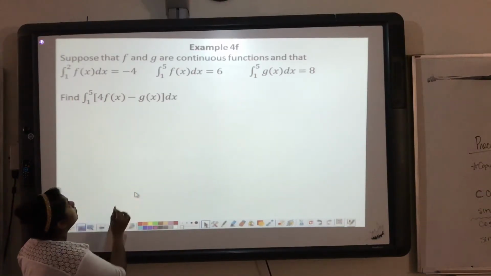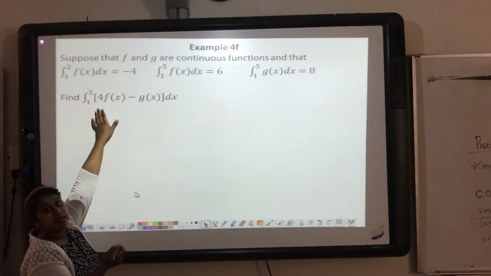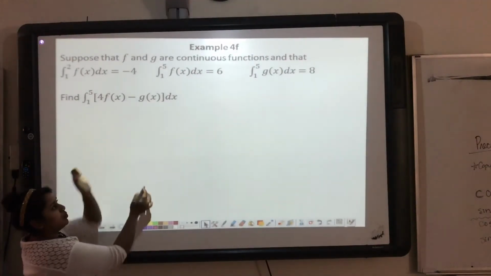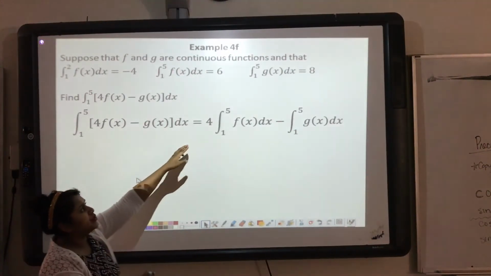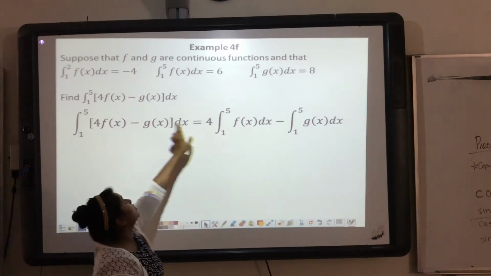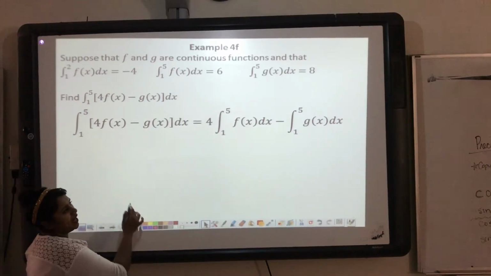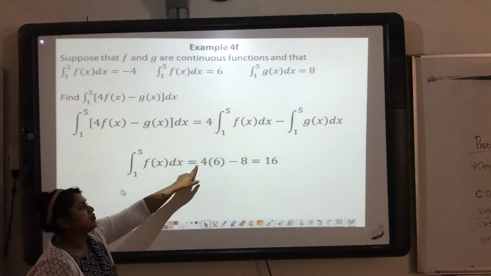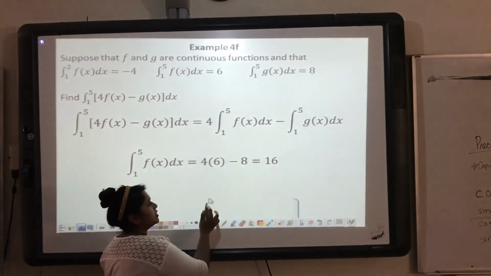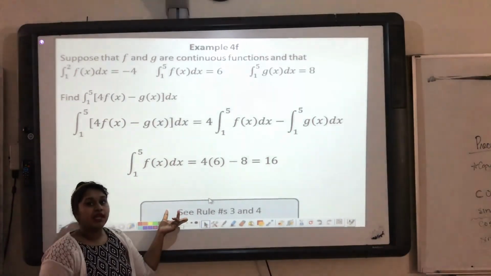Okay. Here's another one, but this applies sum and difference and the constant multiple. So I can still split it apart. I just want to keep my constant multiple attached to what it was originally attached to, which was my f of x. So I plug those in. That becomes 4 times 6 minus 8, which is just 16. These were both rules 3 and 4.